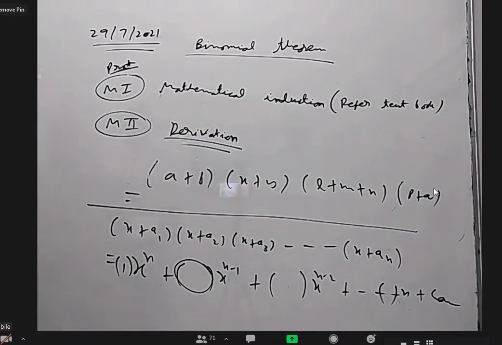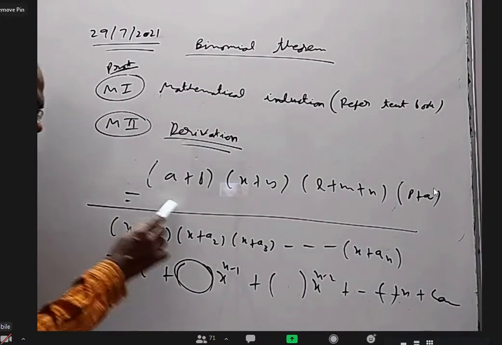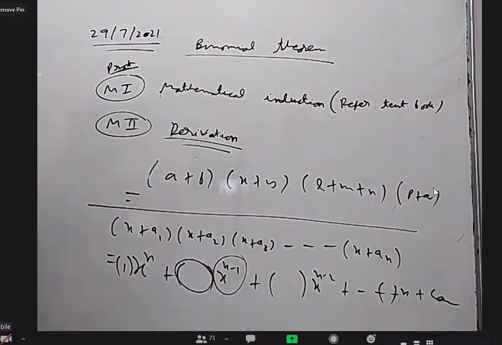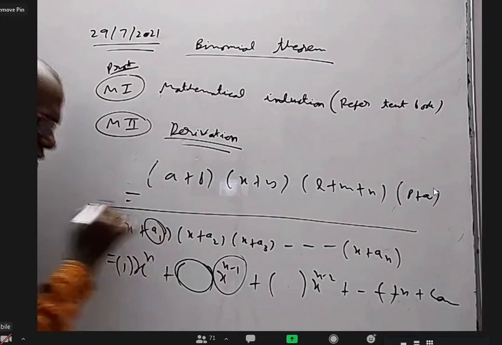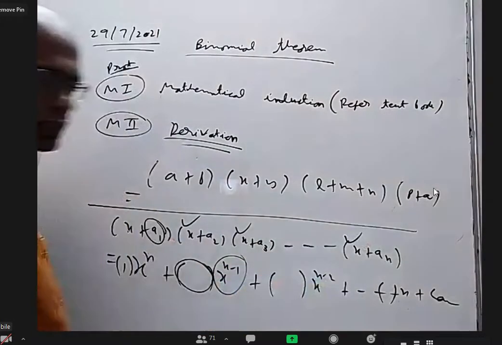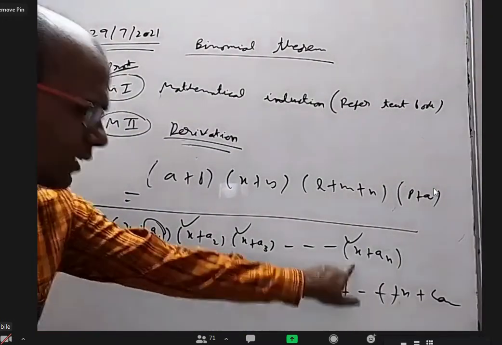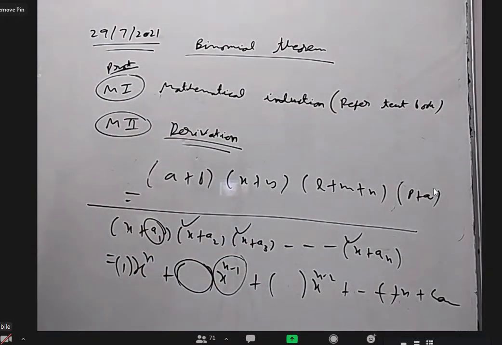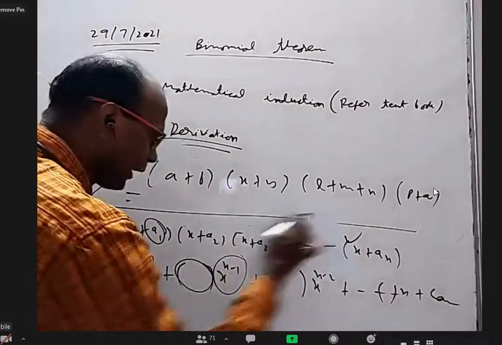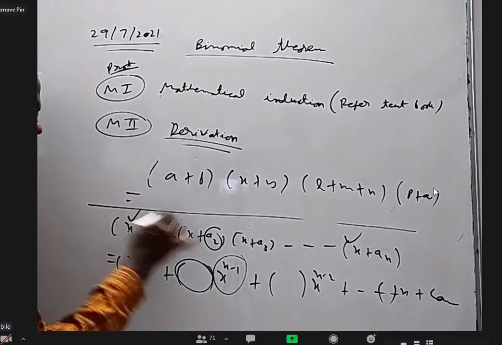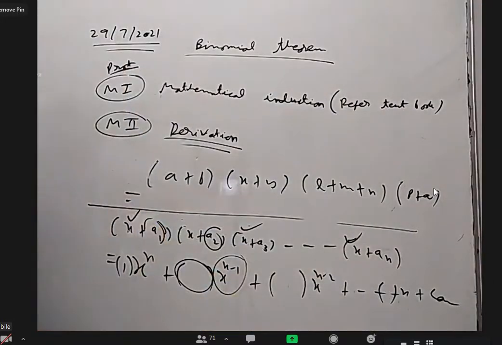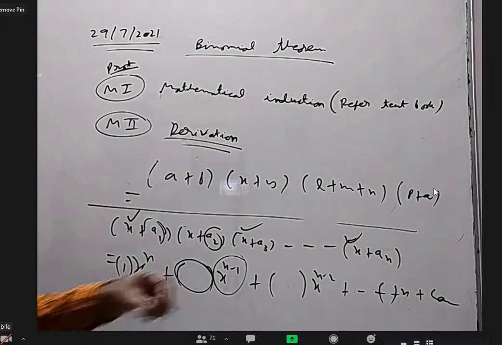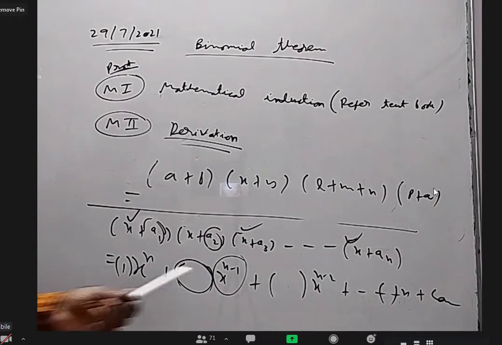Now coming to this, if you want x power n, I have to multiply all the x only. But if I want to get x power n minus 1, in one bracket I have to take the constant, but in all other brackets I have to take x. If I take this x into this x into this x, but here the constant, then only I can get x power n minus 1. In one of the brackets I take the constant, in every other bracket I take x and multiply. So now I think it's very easy.